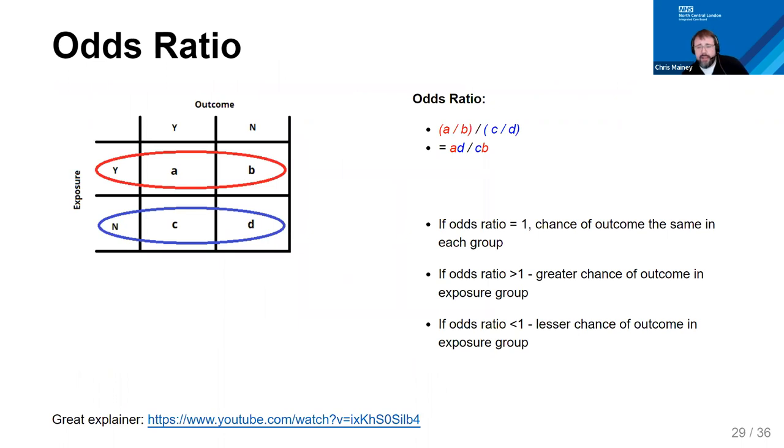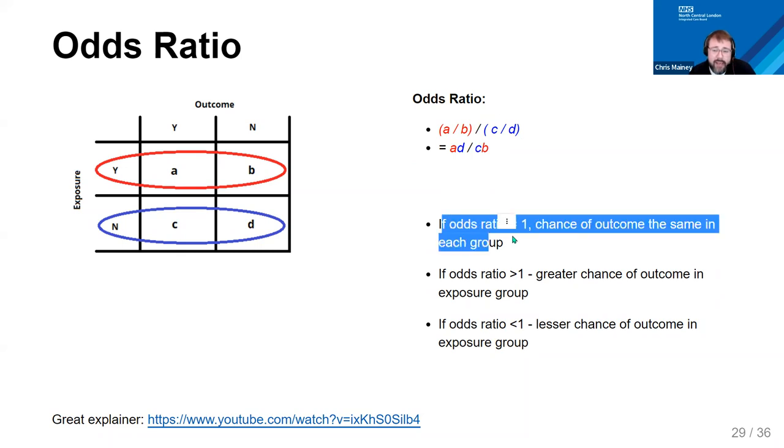But what you end up with is a so-called odds ratio. So our odds ratio here is a sort of transformation, essentially, because we're doing A over B over C over D, which if you follow the math around rearranging it, becomes AD over CB. But it's the same thing functionally.